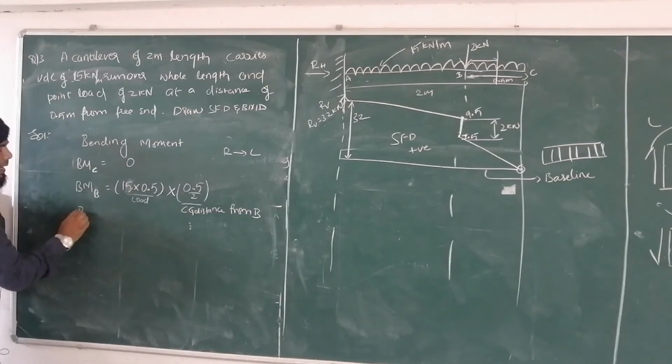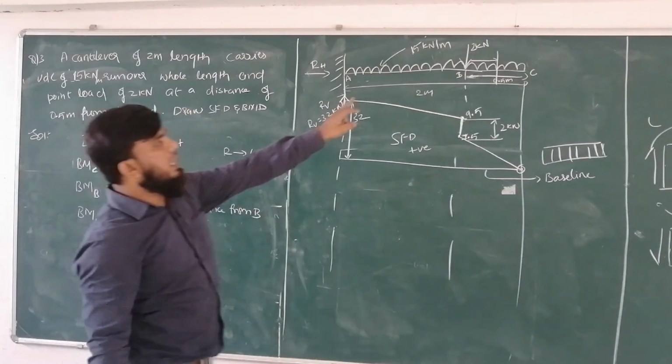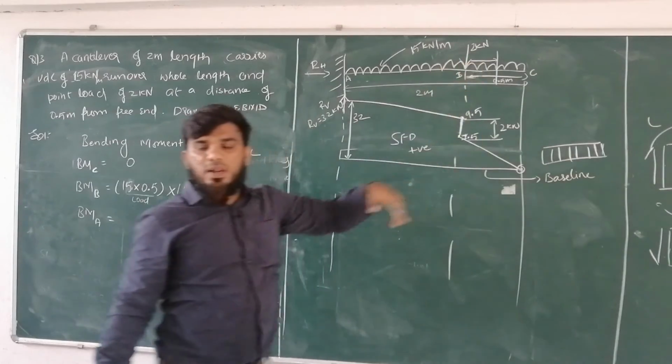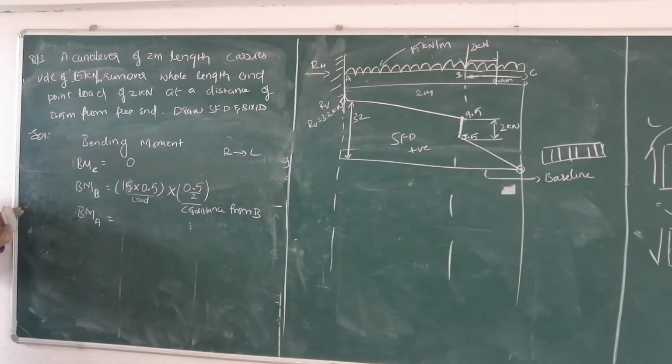Next is bending moment at point A. B is solved. Now we are coming to bending moment at point A. We will get moments because of two loads. One is the UDL, next is the point load. So both will be giving you moment. So first let us solve because of UDL.